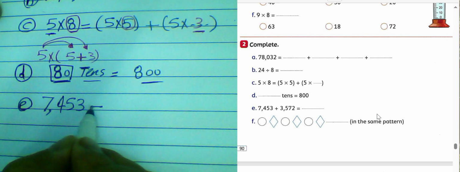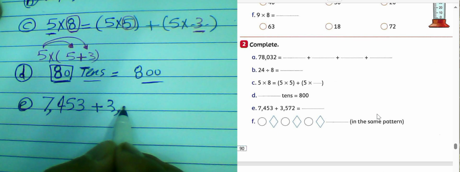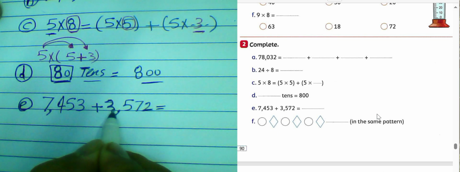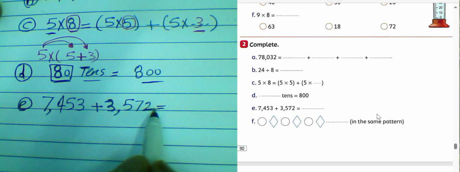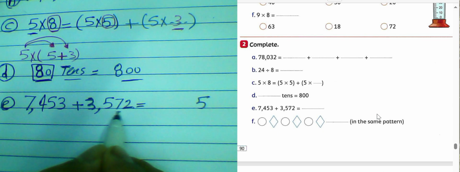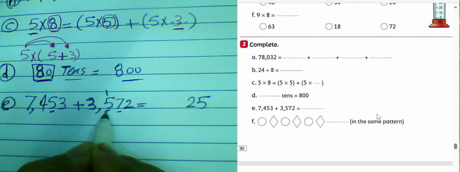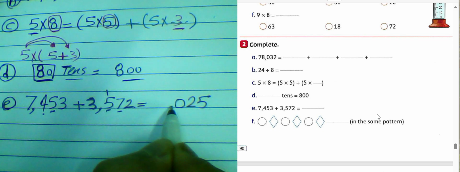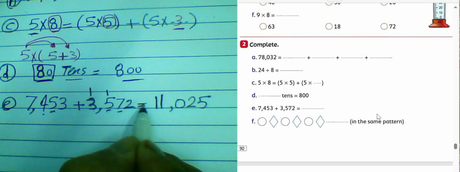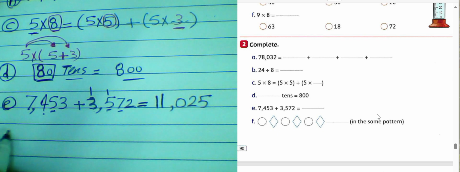7,453 plus 3,572. 2 plus 3 equal 5. 7 plus 5 equal 12. 2 and the carry of 1. 5 plus 1 is 6. 6 plus 4 equal 10. 0 and carry of 1. 3 plus 1 is 4. 4 plus 7 equal 11. Then the result will be 11,025. Question letter F.